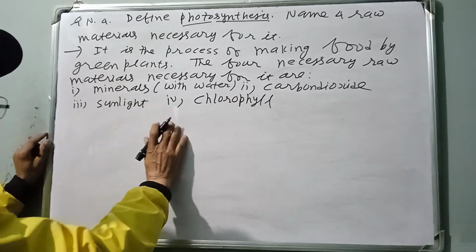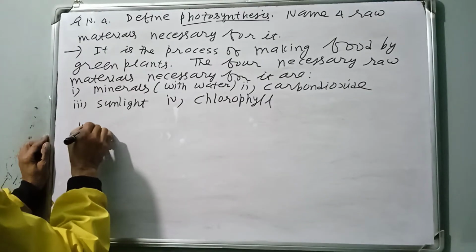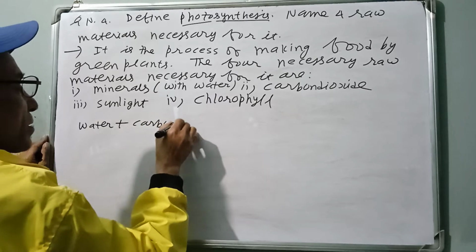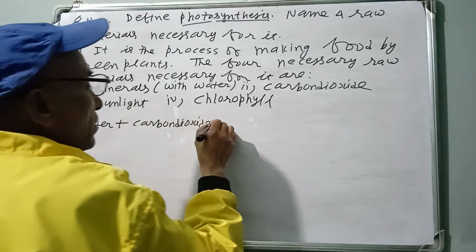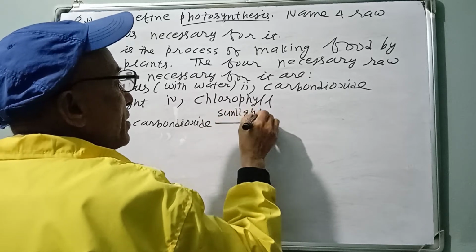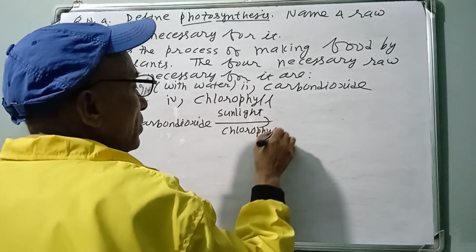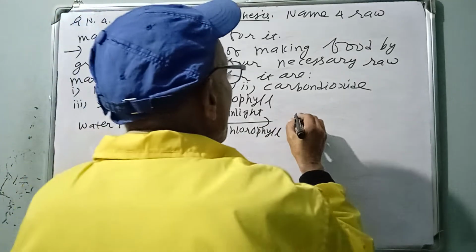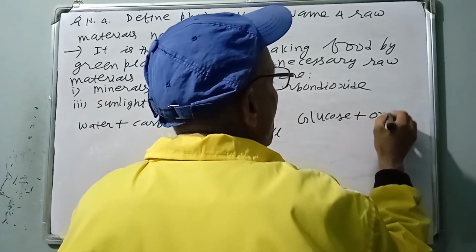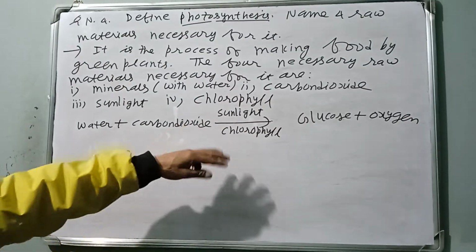Here, I will write how green plants make food. Water plus carbon dioxide, in the presence of sunlight and chlorophyll, green plants make glucose and oxygen. This process is called photosynthesis.